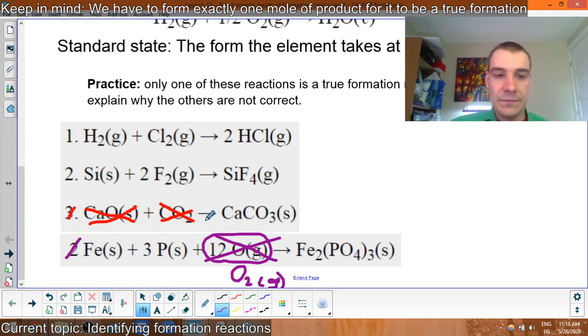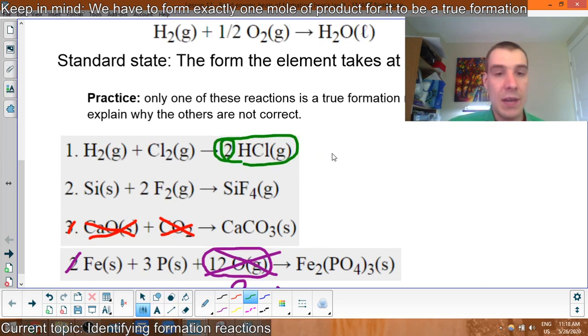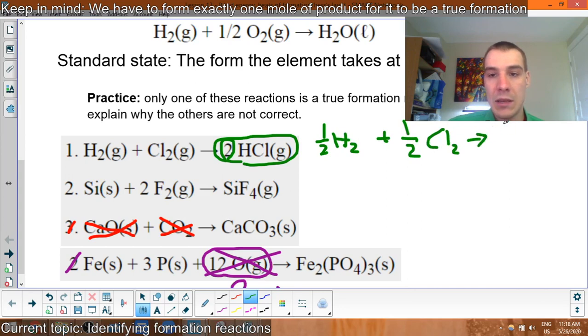We've got these guys. These are standard state. Let's look at what we're making. Here we're making 2 HCl. That's an issue. We want to make only 1 mole of the compound. So the 2 is bad. If we wanted to make this into a formation reaction, it would have to be half of an H2 plus half of a Cl2, making an HCl.